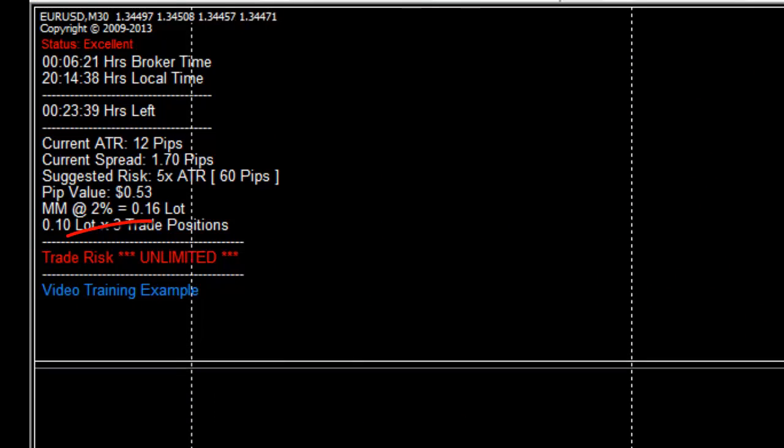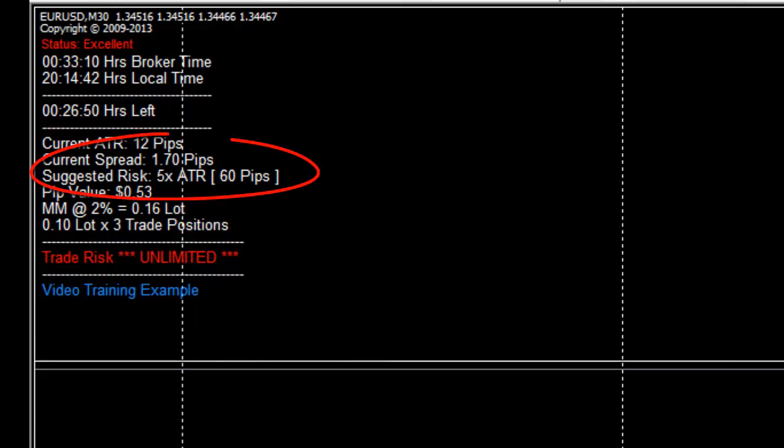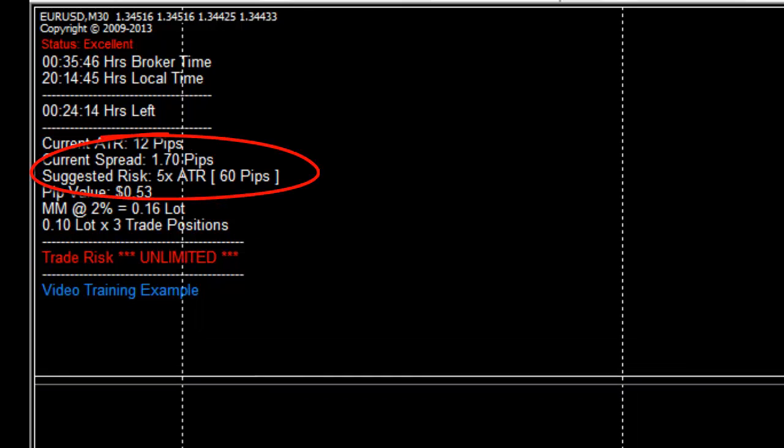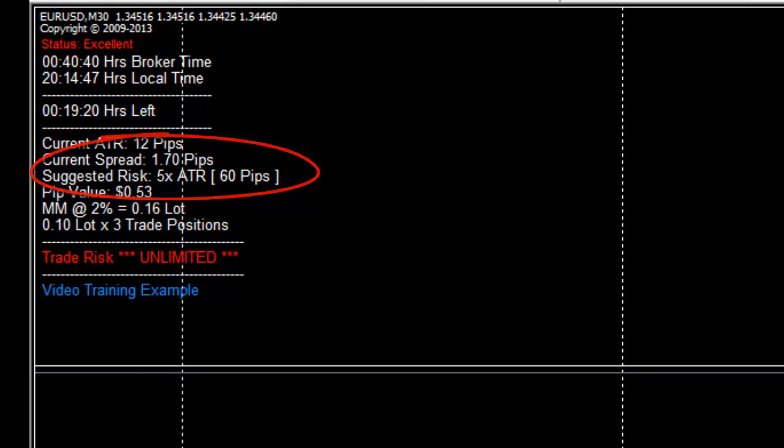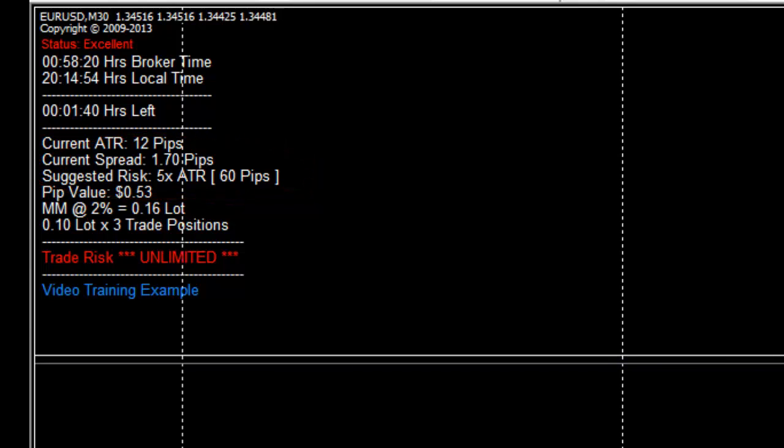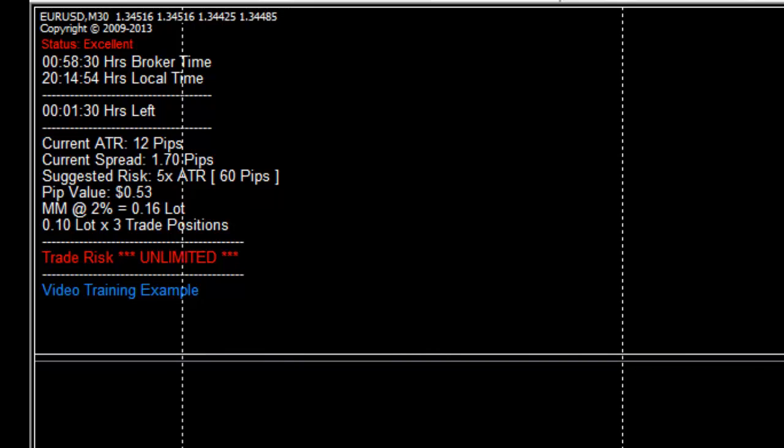So we look, our trade risk is unlimited, but what TradingSticks is suggesting is that your risk should be around 5 ATRs, which is 60 pips. So it's doing its best guess to protect you if you hadn't given any thought to a stop loss.